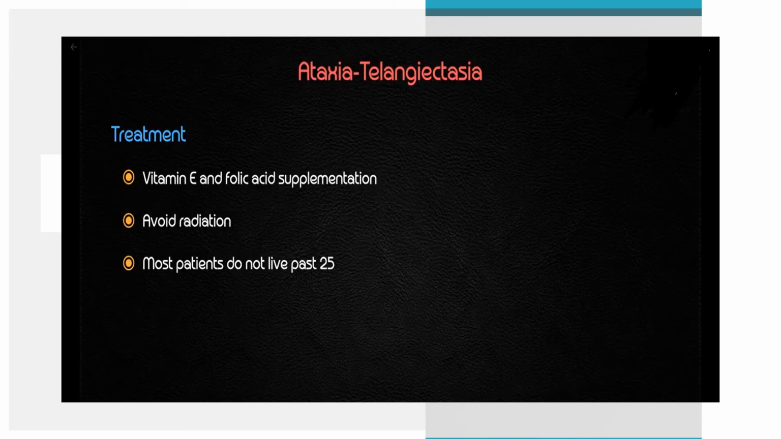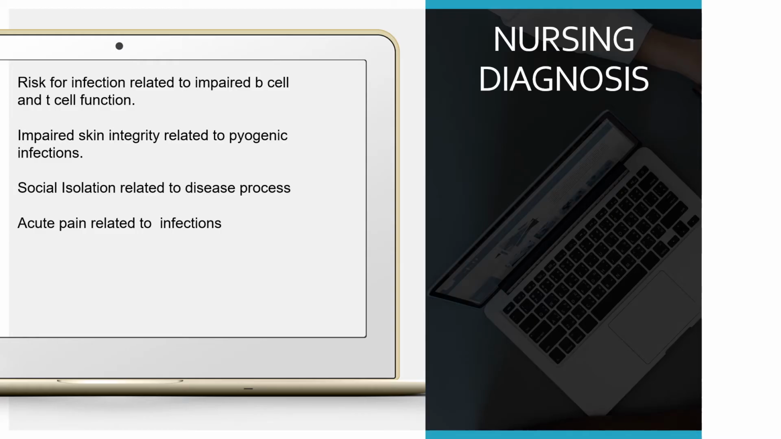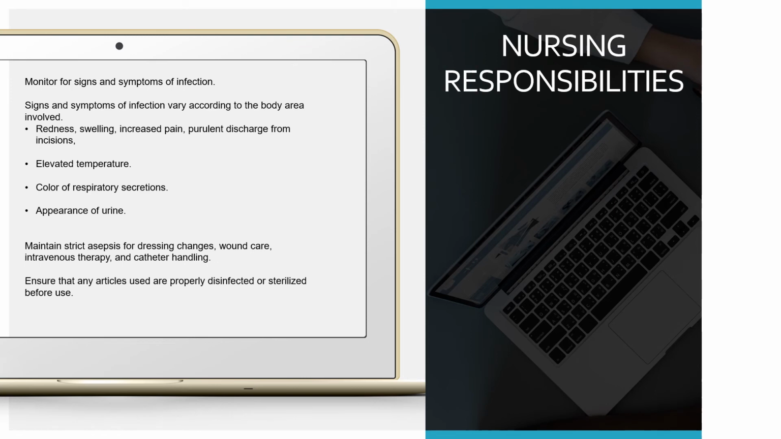Major nursing diagnoses for the aforementioned combined B-cell and T-cell disorders include risk for infection related to impaired B-cell and T-cell function, impaired skin integrity related to pathogenic infections, social isolation related to the disease process, and acute pain related to infections. For the nursing responsibilities of this condition, first, monitor for signs and symptoms of infection.